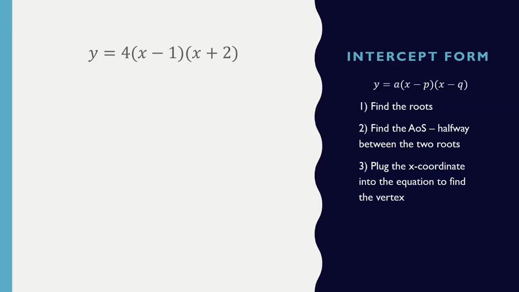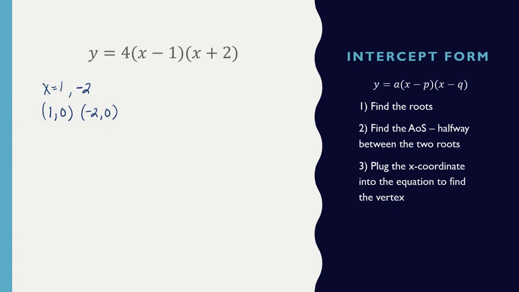Let's try another one. So here we have this intercept form here. First thing we want to do is find the roots. So our roots are going to be at x equals 1 and at x equals negative 2, which means that we have a point at 1, 0 and at negative 2, 0. Now let's find the axis of symmetry, which is going to be halfway between the two.